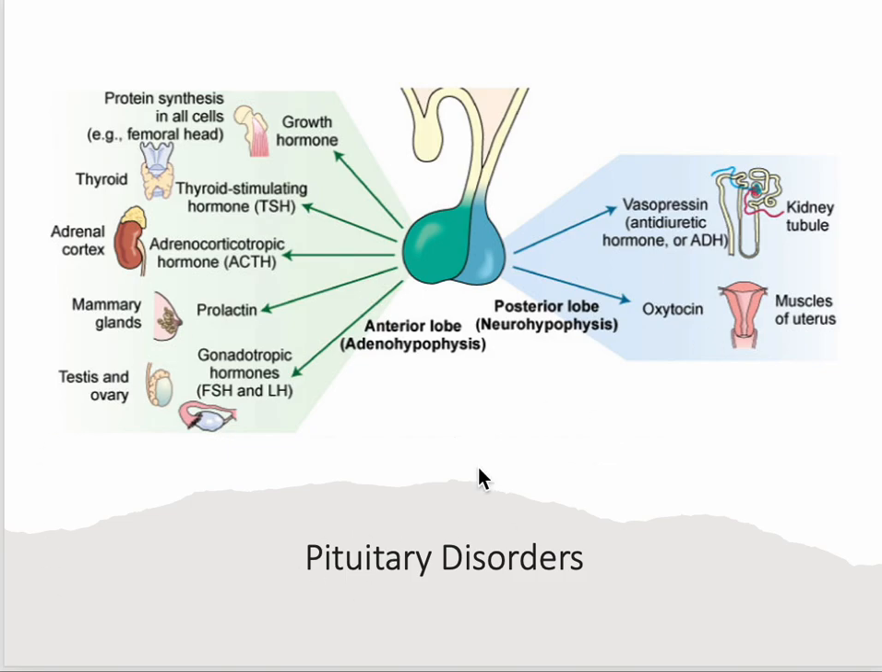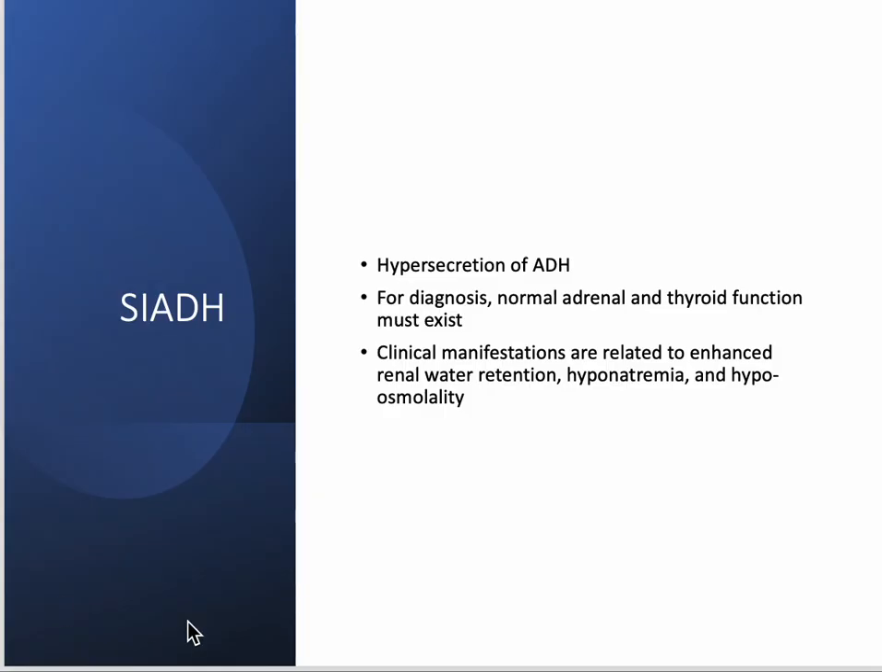And with the pituitary, we've got two lobes. You've got your anterior lobe, which produces many hormones. And then you've got your posterior lobe, which is just two of them. So we're going to start with the posterior lobe, and we're going to talk specifically about vasopressin, which is antidiuretic hormone. Okay? So if you have too much antidiuretic hormone, then we call it the syndrome of inappropriate antidiuretic hormone.